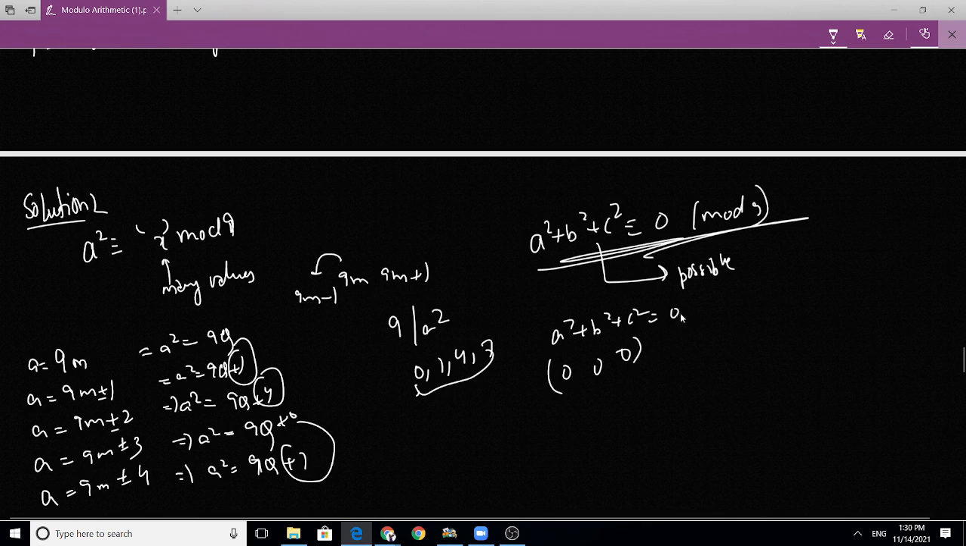If a square plus b square plus c square equals 9, then we can have some possible cases, like 1 1 7 is one possible case and 4 4 1 is another possible case. You can check, there's no other possible case. If a square plus b square plus c square equals 18, there is another possible case, 4 7 7. You can see 4 plus 7 plus 7 equals 18. So these are the four possible cases.